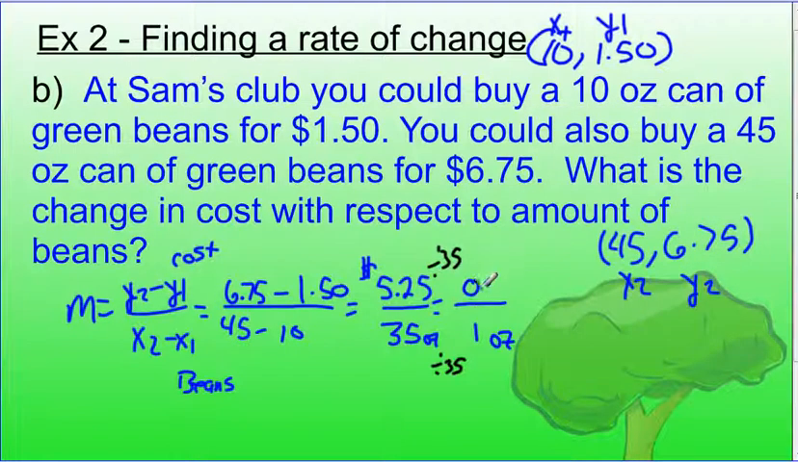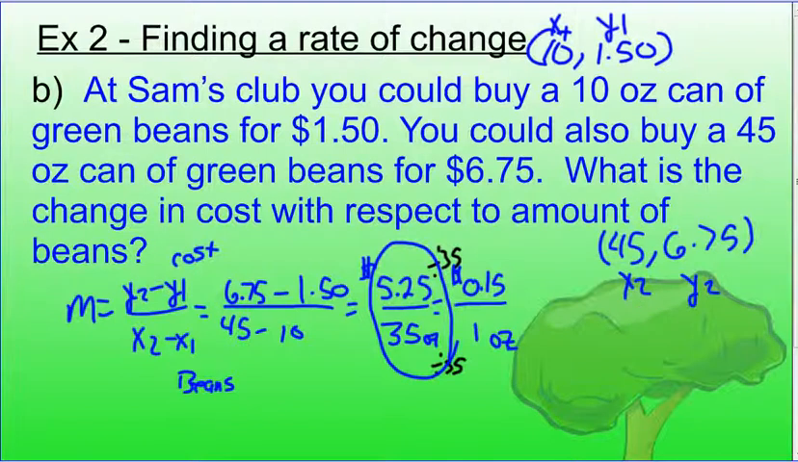0.15. So now look at this. For every 1 ounce of beans, they're going to charge us 15 cents. That makes a lot more sense to me than saying, oh, every 35 ounces, they're going to charge you $5.25. This makes much more sense as far as understanding the problem goes. This is a rate. It is not wrong. This was just a little bit better.